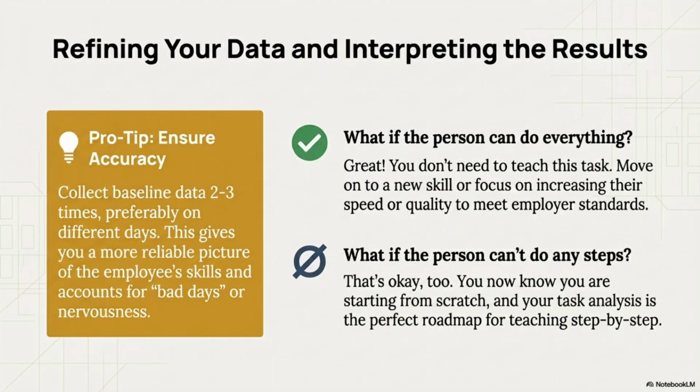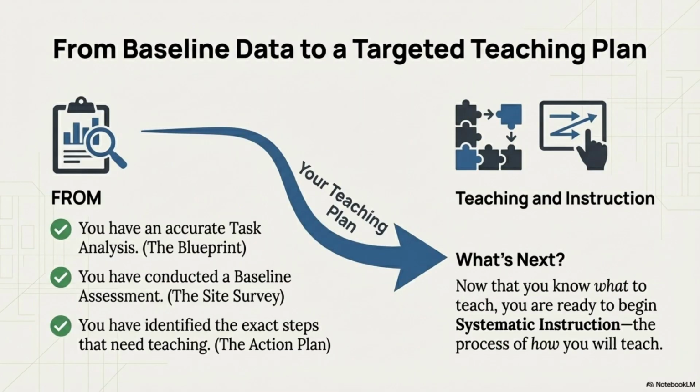What if the person can already do everything? Then you don't need to teach this task. Move on to something else or focus on increasing their speed if that's what the employer needs. What if the person can't do any of the steps? Then you know you're starting from scratch. That's okay. Your TA gives you the roadmap. You'll teach step by step.